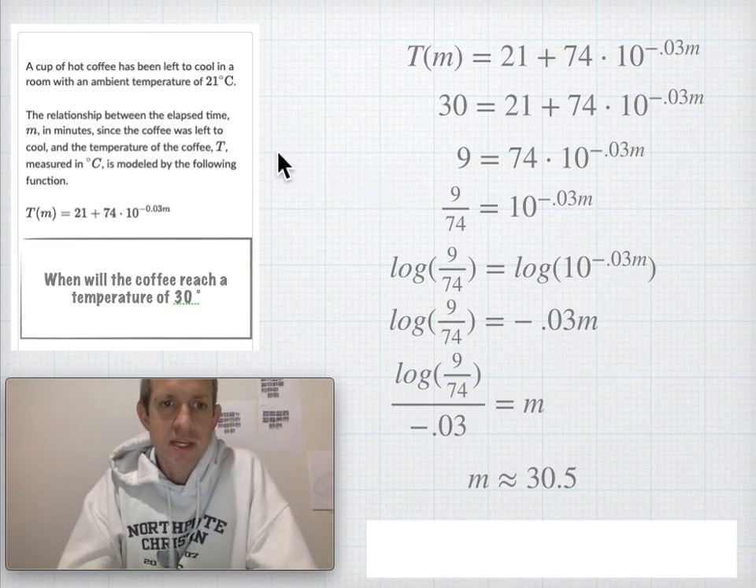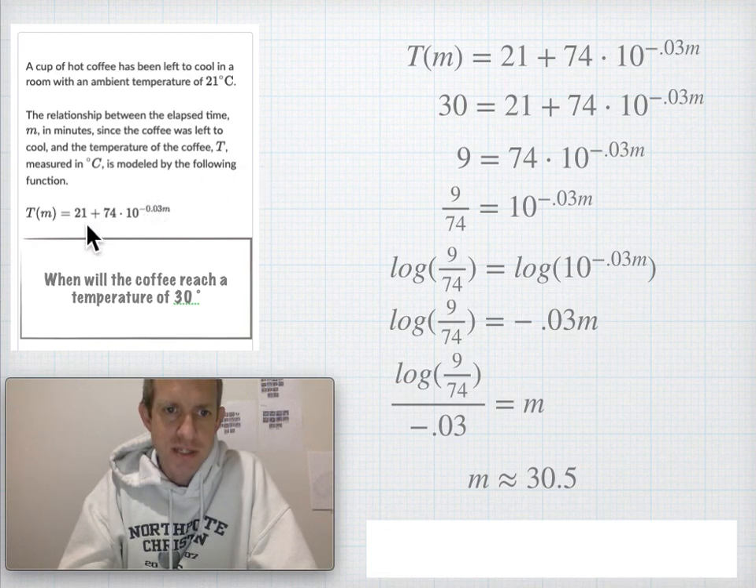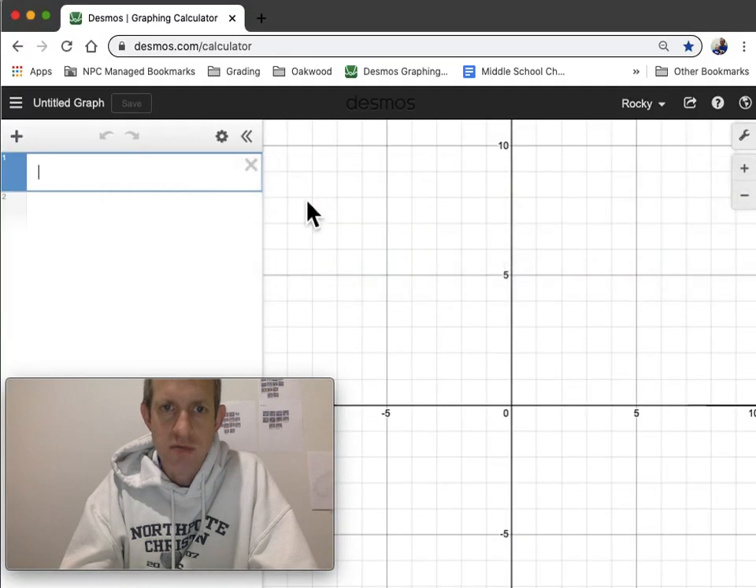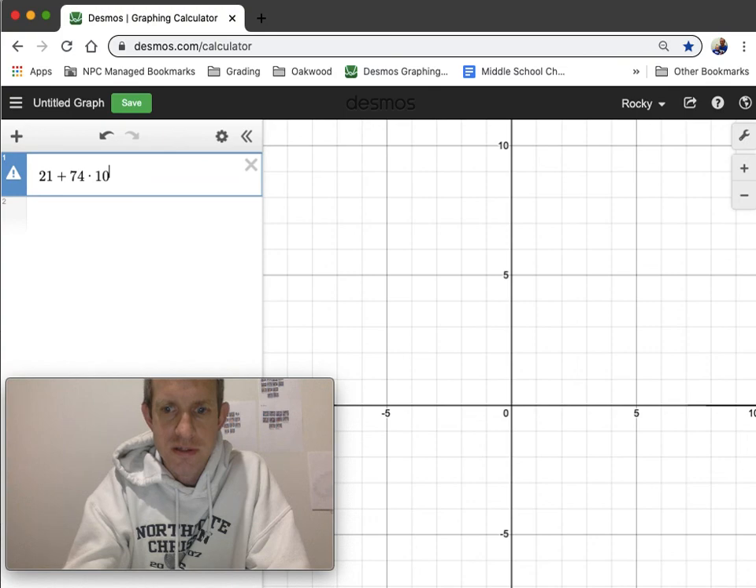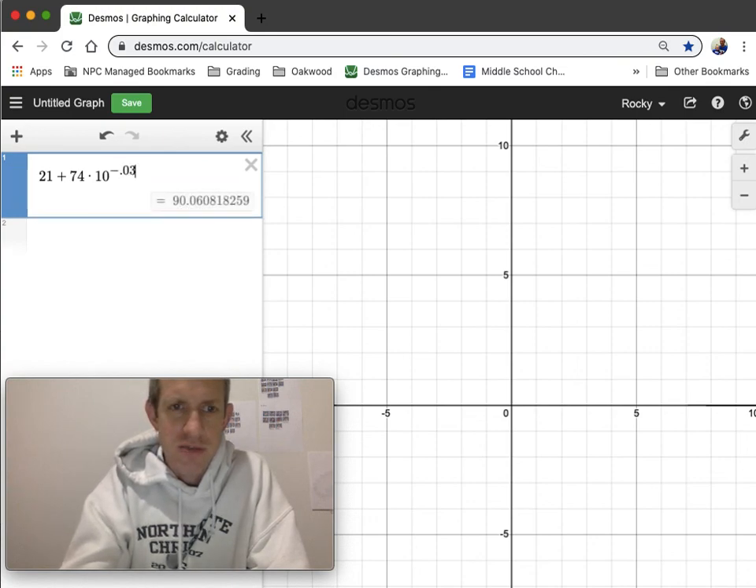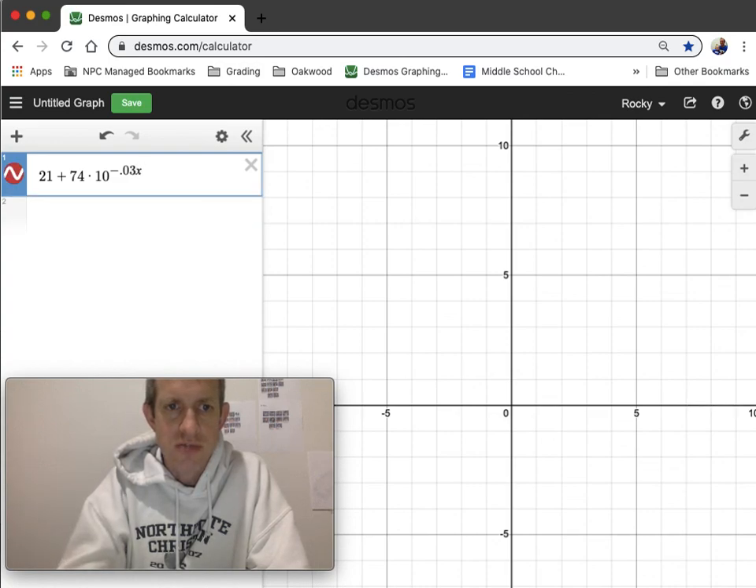Now, I had said we would take a look at the graph of this and suggest another strategy for solving this equation, which is to solve it by graphing. And so to do that, let me type this into Desmos a moment. We'll see if I can remember it. 21 plus 74 times 10 to the, that's an older file. Here we go. 21 plus 74 times 10 raised to the negative, was it 0.3? I think it was 0.03. And then you can do either t or, actually I think I'm going to use x.